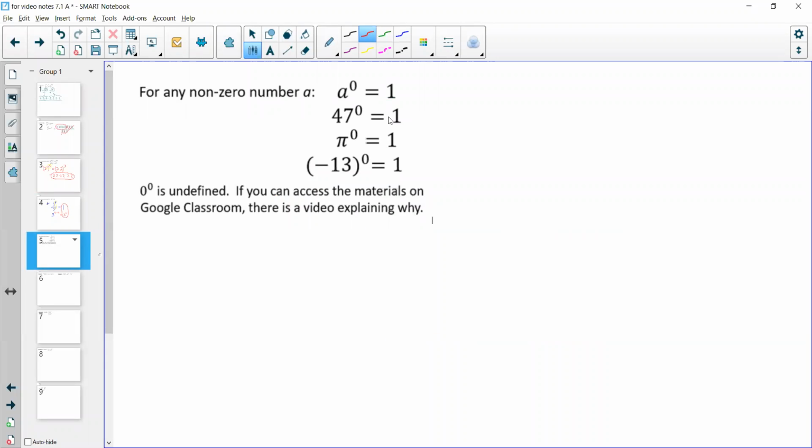Here's just some other examples. You can see that all of these numbers, no matter what they are, if you raise them to the 0 power, it equals 1.